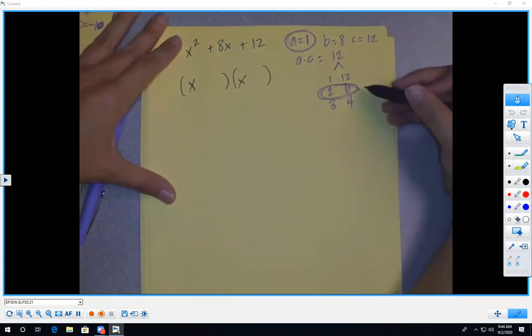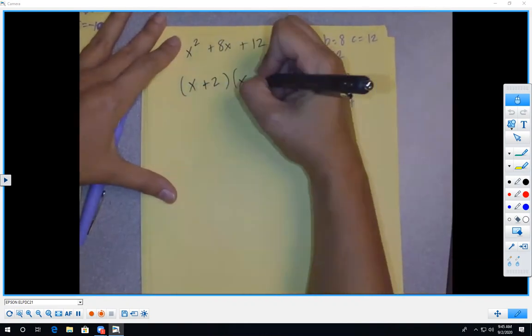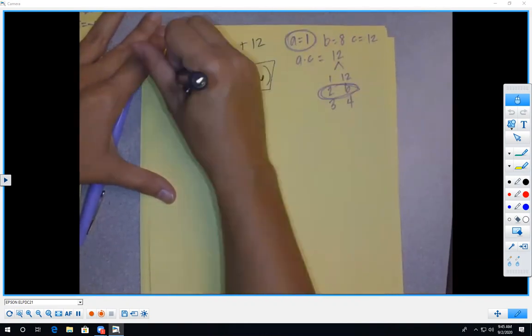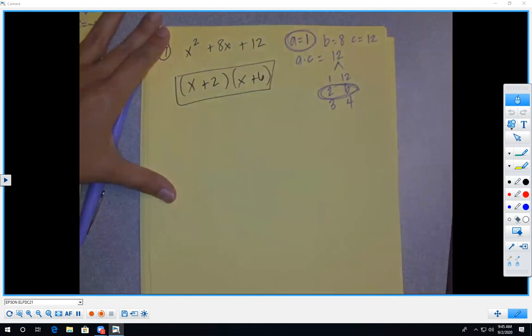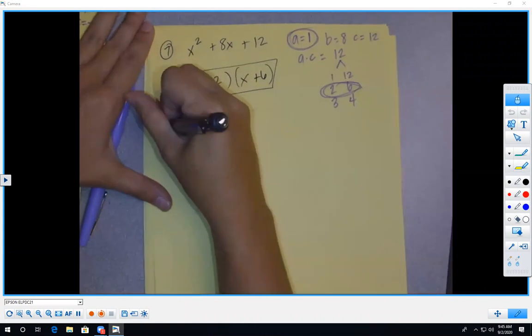You put 2 and 6 in there. Are they positive or negative? So it's X plus 2, X plus 6. That is your answer. A whole lot faster, right? Let's do another one.